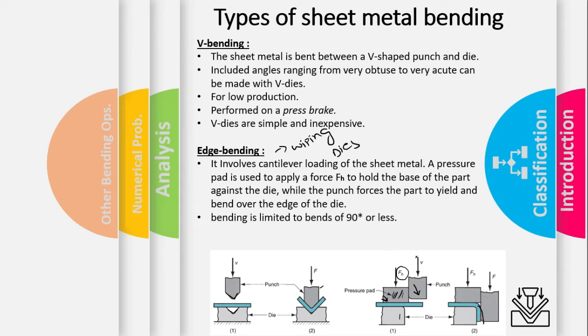The maximum amount of bend that can be created using edge bending is 90 degrees. So it can bend the sheet along 90 degrees. But there are some special wiping dies where we can have more bending than 90 degrees. While in the case of V bending, we can bend more than 90 degrees.